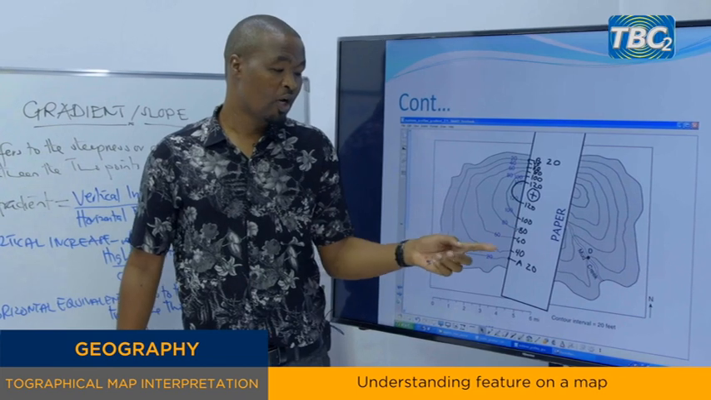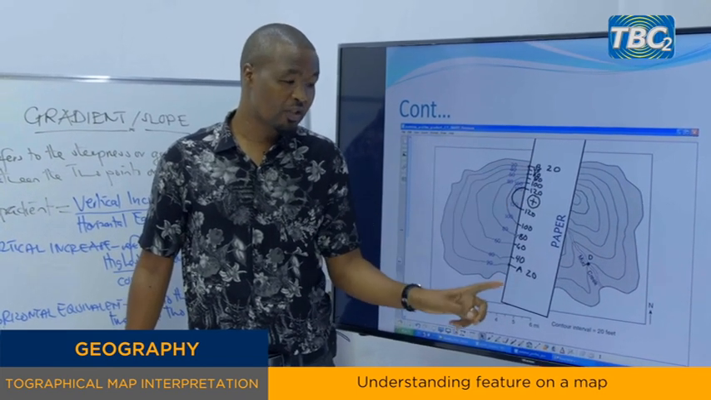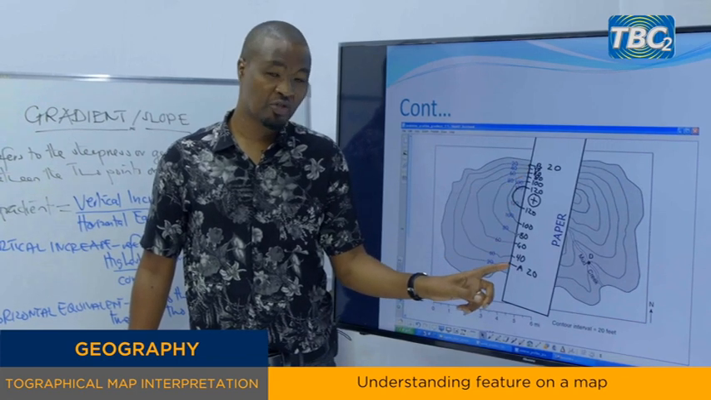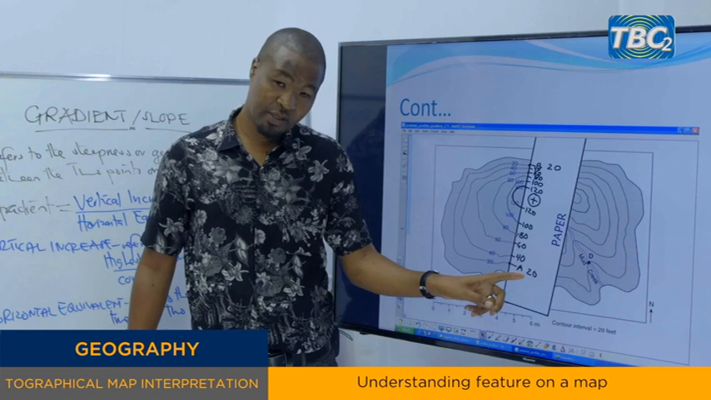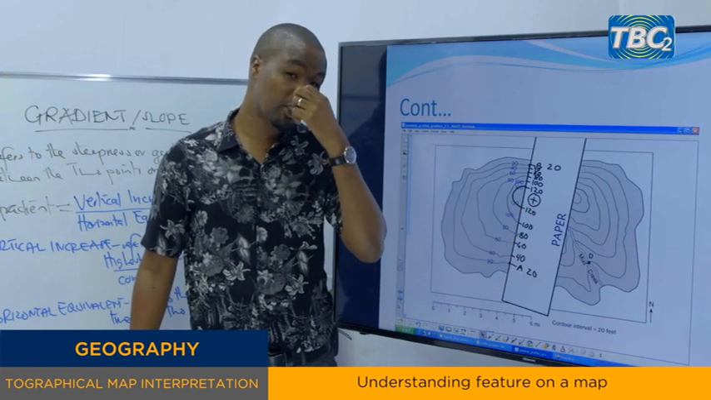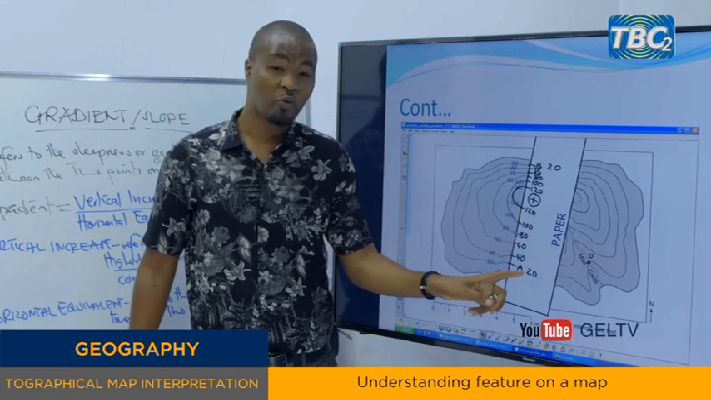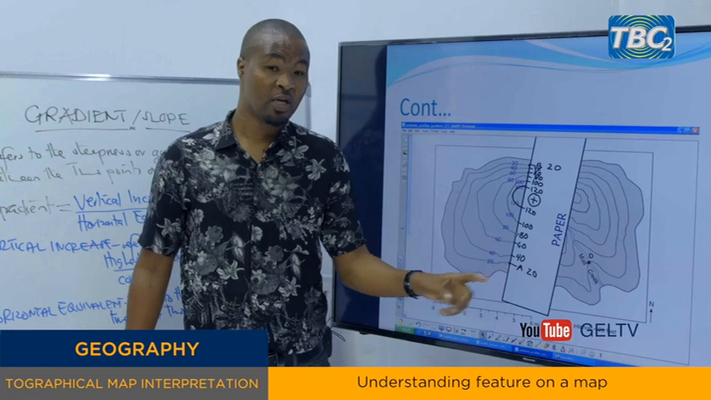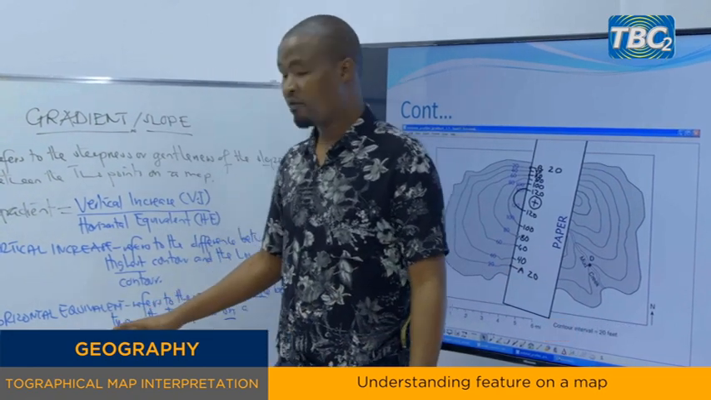Vertical increase refers to the difference between the highest contour and the lowest contour that cut across the straight line between the 2 points, which is point B and point A. The lowest contour is 20 and the highest contour is 120. It means the vertical increase is the highest contour, 120, minus the lowest contour, 20. Are we together? Then from there, we'll find what is vertical equivalent.